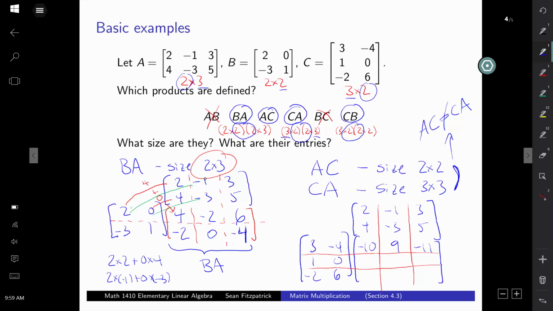1, 0, that 0 there makes it, I just have to multiply, so 1 times 2 plus 0, so I get a 2, minus 1, 3. That one was easy. And then for the last row, minus 2 times 2, I'm down here now, minus 2 times 2, 6 times 4, so 24 minus 4 gives me a 20, and then minus 2 times minus 1, 6 times minus 3, minus 18 plus 2 gives me minus 16, and then finally minus 2 times 3, minus 6, 6 times 5 is 30, 30 subtract 6 gives me a 24. Okay, and I formed that product. Okay, good.